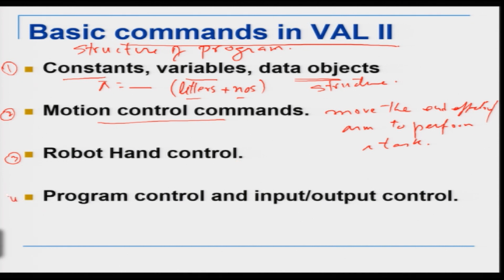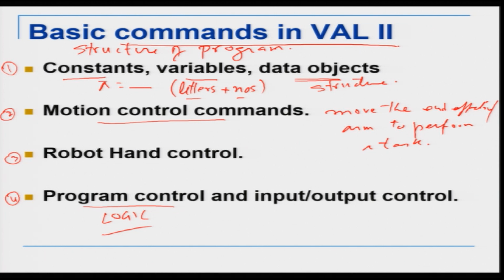And the fourth part, which we talked about today, is that the robot has to interact with other machines. So, there has to be some kind of program control, that means some kind of logic. Okay. In the program there has to be some kind of logic. For example, pick up this object first, do this, then pick up this object, do that. Okay. So, some kind of logic has to be there in the program.